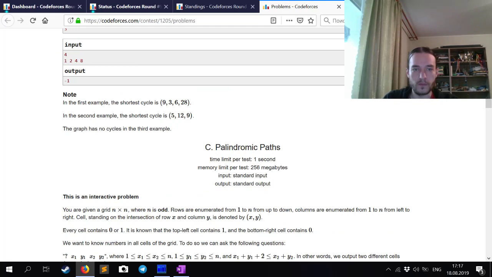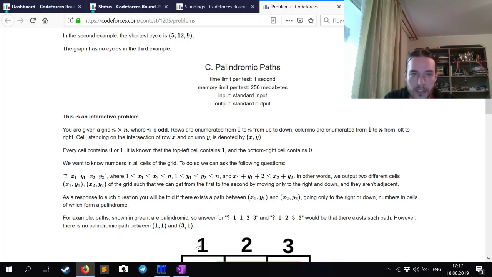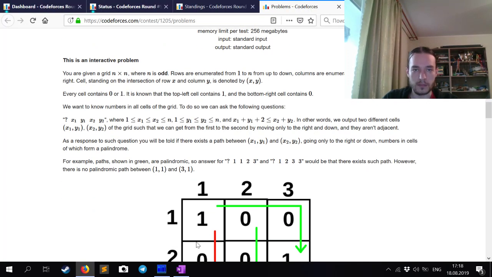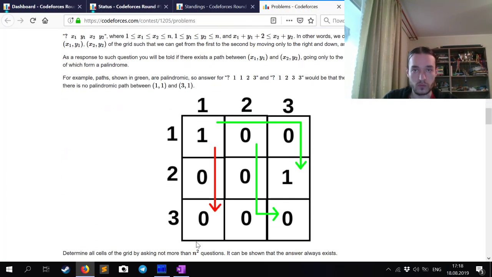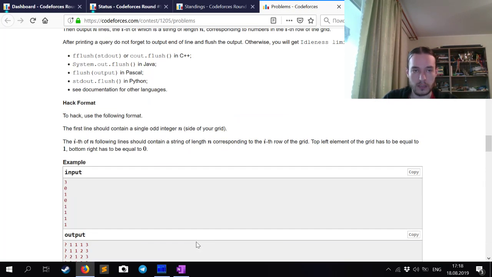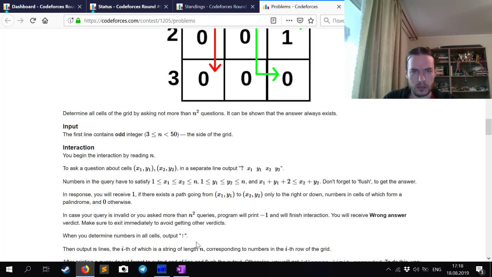Are they numbered from 1? Yes, okay. And the order is like that. So we're asking about the previous cell that we know already, and the answer is either 1 or 0, where 1 means that there is a palindrome. Okay.